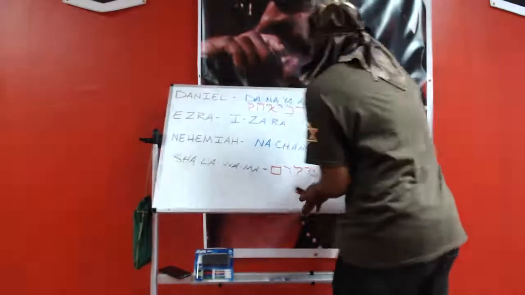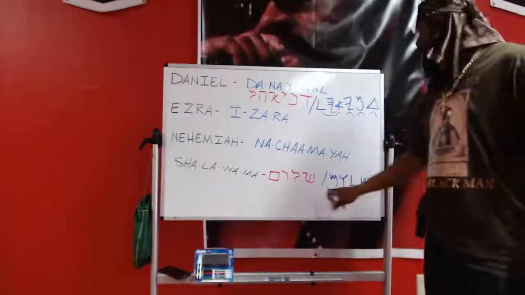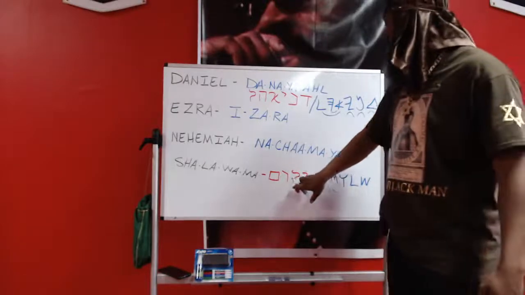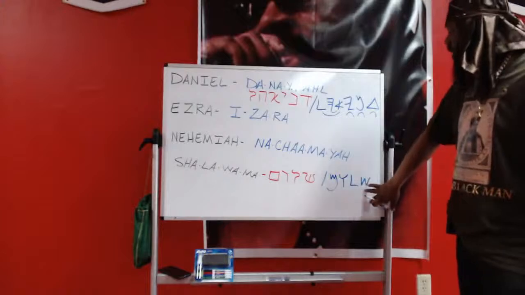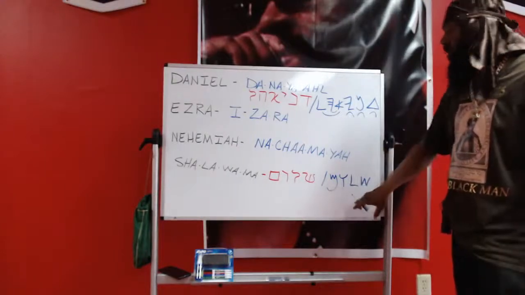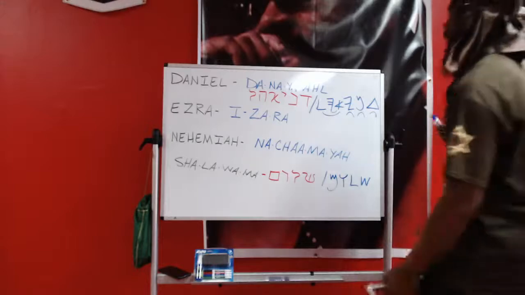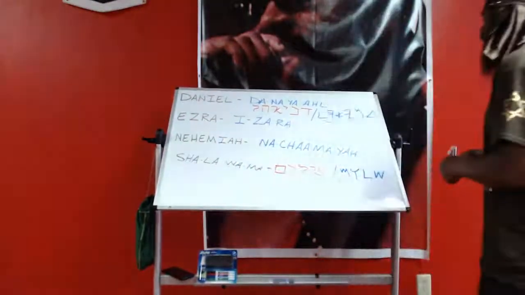Okay? So now, on the right, in the red, to the left, Sha La Ma. This is the Assyrian text for it. And then Sha La Ma. This is the ancient Hebrew text. Okay? Now, put our bumpers and bridges together.